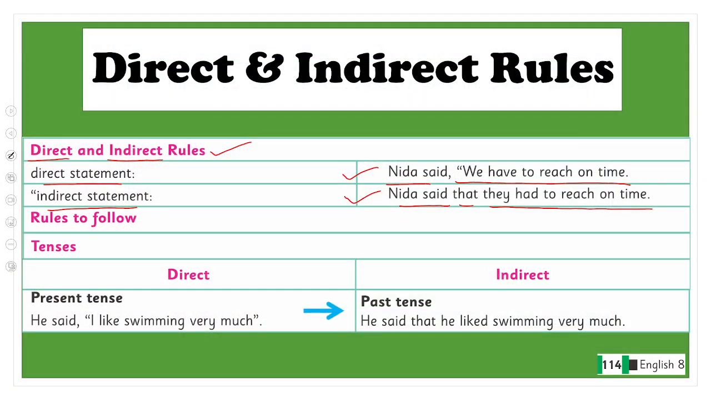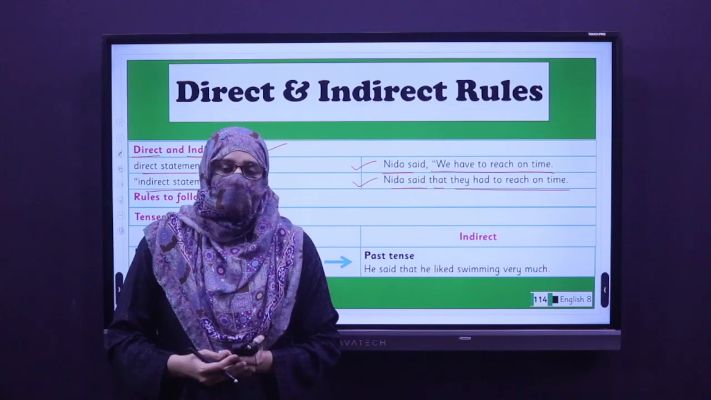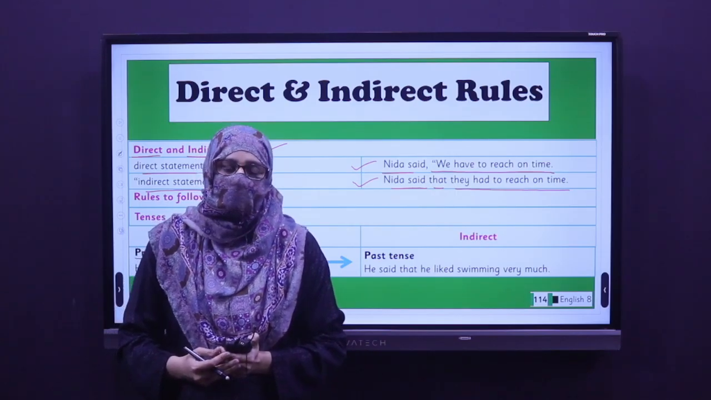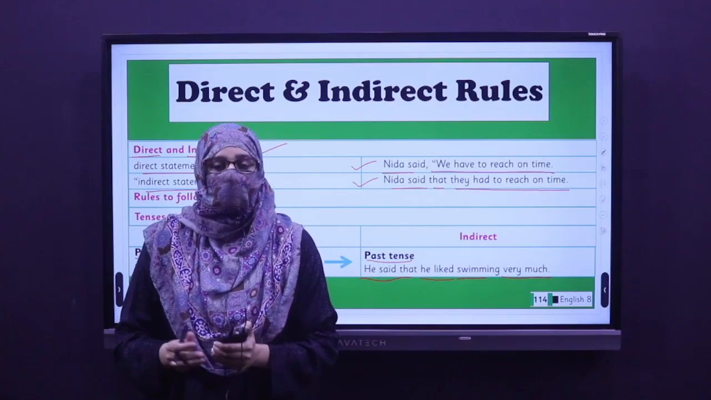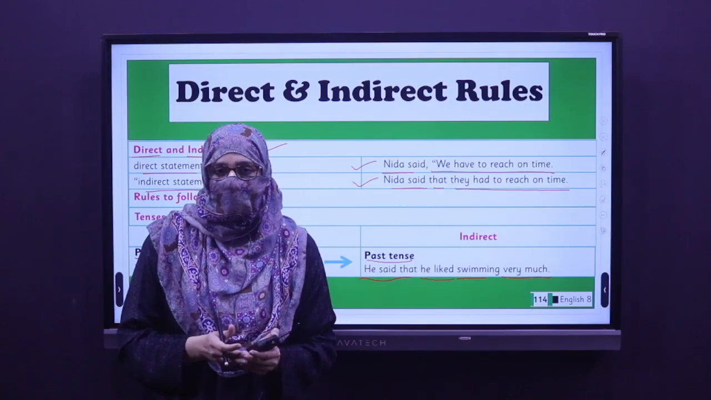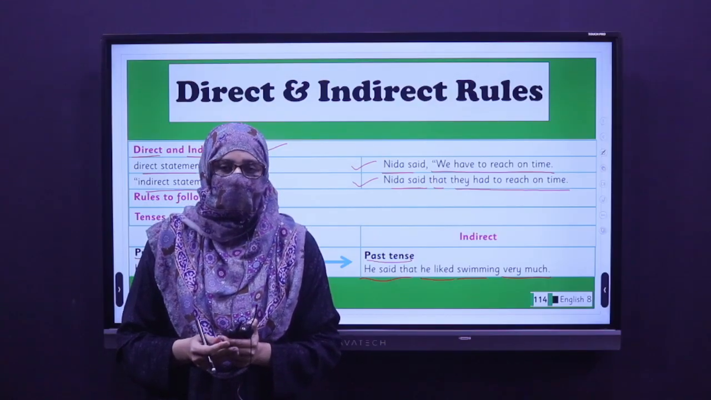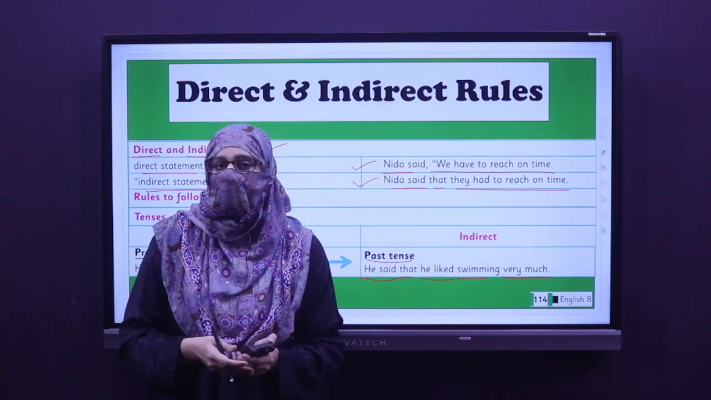Let's start. First of all, we have the present tense. When we change the present tense, it turns into past tense, like this. He said, I like swimming very much. He said that he liked swimming very much. So, when we are supposed to change direct sentences into indirect sentences, and the reporting speech is in present tense, how do we change that? We change the present tense into the past tense.